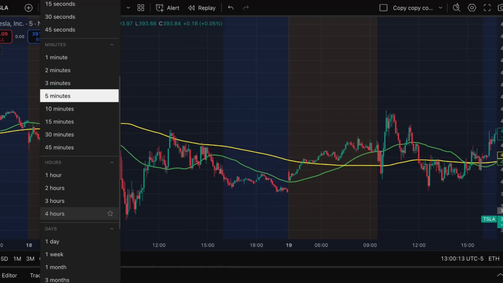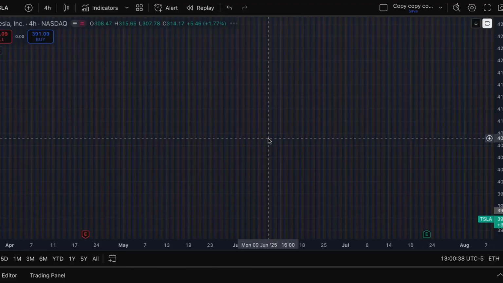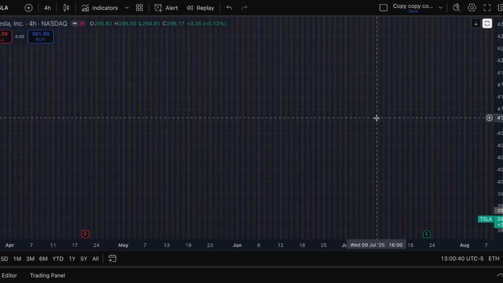Actually, I should have said this in the EMAs. What I look at is the 5-minute time frame, the 15-minute time frame, and the hour time frame for my 9 and 21 EMA. When I'm looking at longer term, I look at the 4-hour and the day. And if you want a big picture view, you can look at a week time frame or a month time frame. But let's go into a 4-hour time frame and see what that looks like.